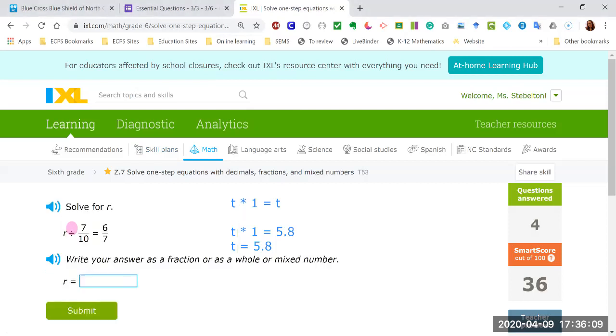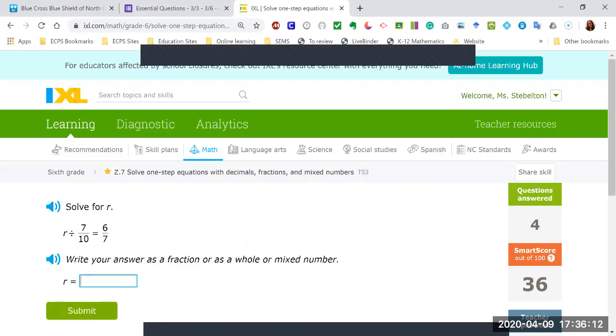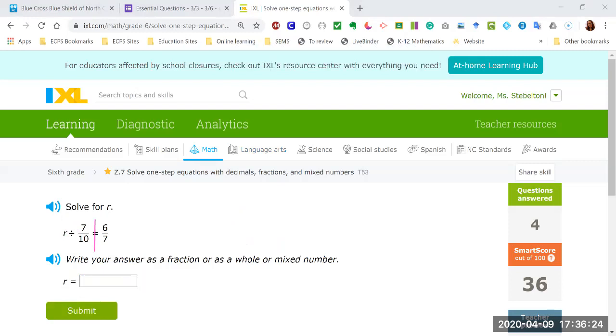All right, last one. So this one we're solving for r, and it's got fractions in it. So in order for me to get r by itself, I'm going to have to multiply both sides by 7/10 because of having to use opposite operations. So I'm going to say r divided by 7/10 is equal to 6/7. To get rid of that 7/10, I'm really just going to multiply both sides times 7/10.